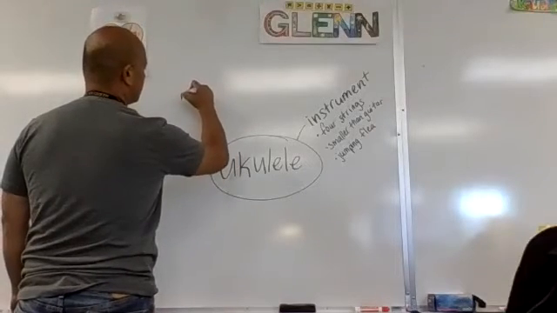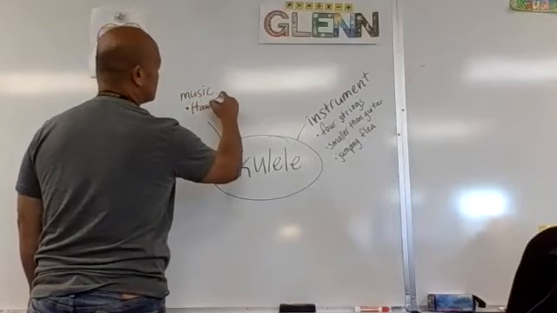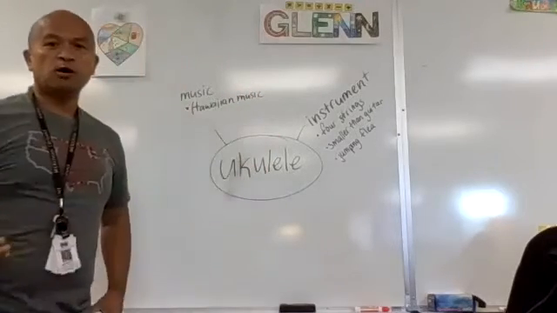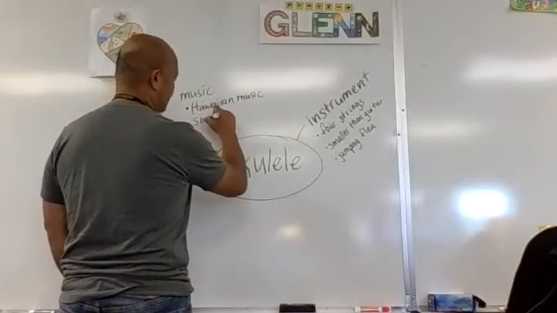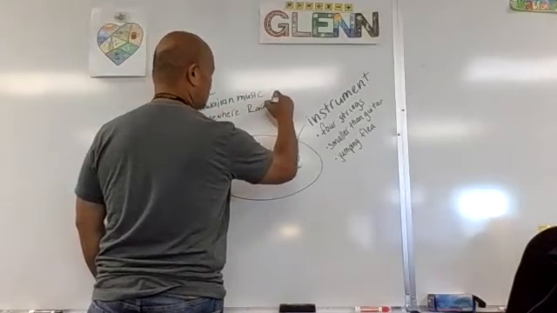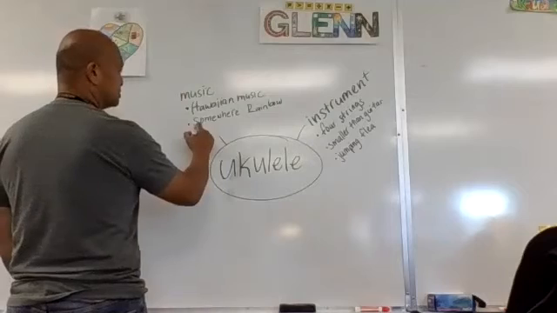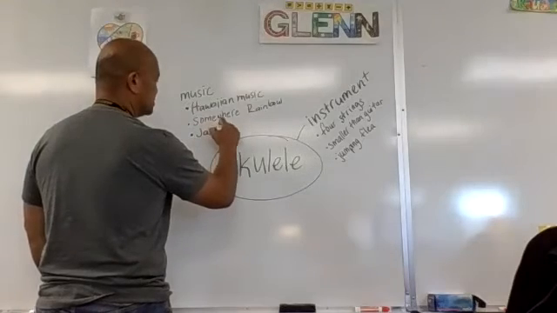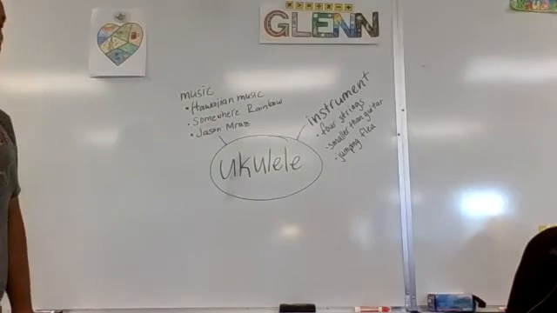I also know that because it's an instrument, the ukulele is used for music. It's used in a lot of Hawaiian music. Also, I know a couple songs that I can play on the ukulele. One of them is that Somewhere Over the Rainbow song. You might have heard it on the radio or on a video somewhere. I'm just going to put Somewhere Rainbow, but the full title is Somewhere Over the Rainbow. And I also know an artist I like to play is a guy named Jason Mraz. He's got some cool ukulele music. So here's part of my web so far.